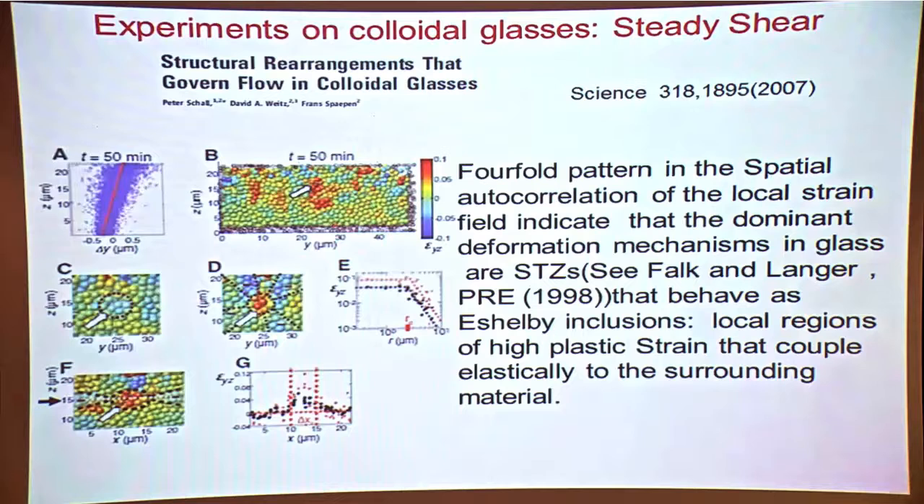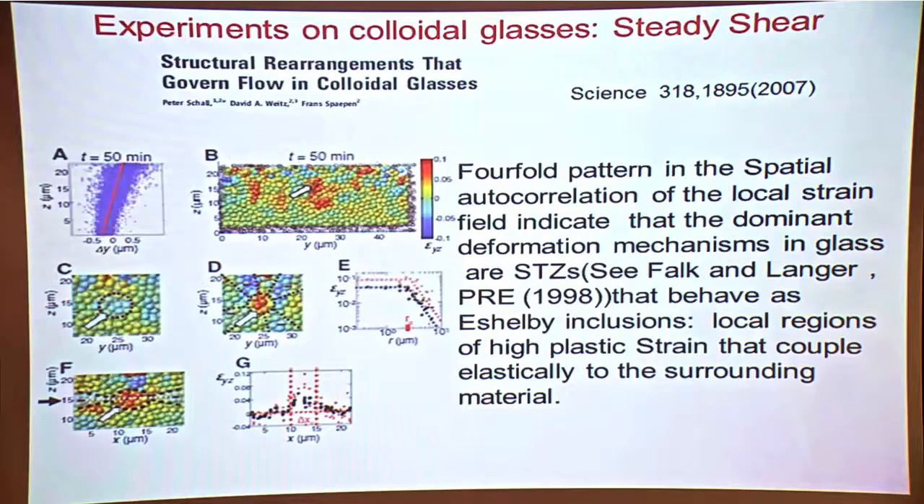They look at this and plot, for example, the strain amplitude in the velocity gradient plane, and they show that there are four-fold patterns in the spatial autocorrelation of the local stress field, strain field. This is the dominant deformation mechanism in glasses, called the shear transformation zones.